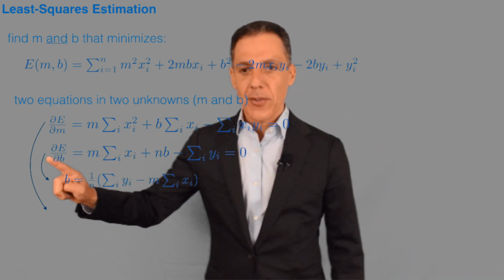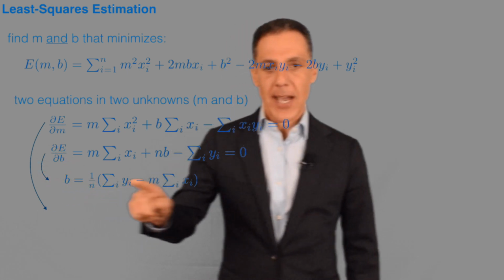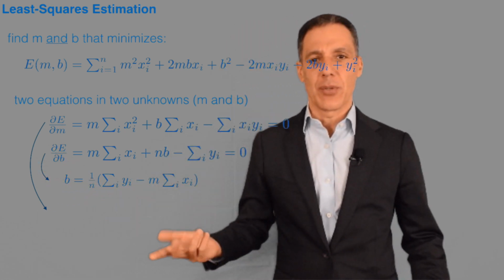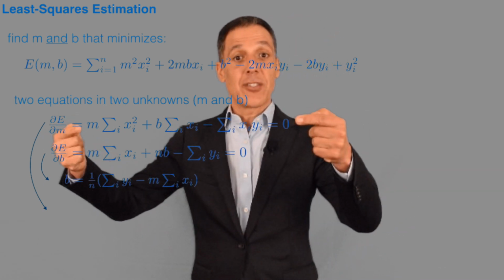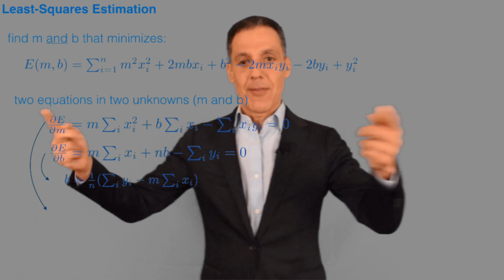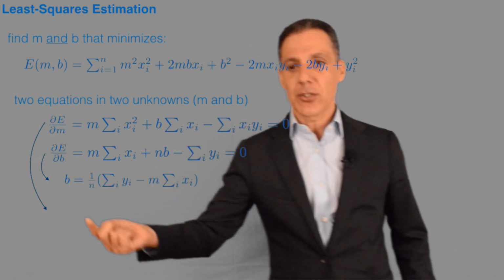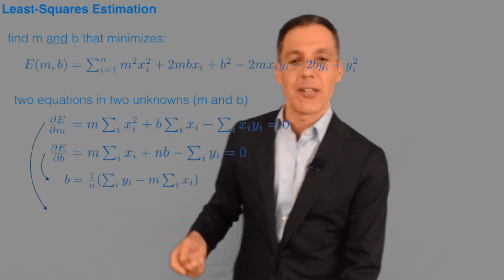Now, this one, the partial derivative with respect to b, we've already simplified in terms of b. So we know what to do now. We're going to take this, and shove it into this equation. This will give us something in terms of m. Once we have m, we can then shove it back into here, and we get our b. Okay, well, let's just go ahead and do that.